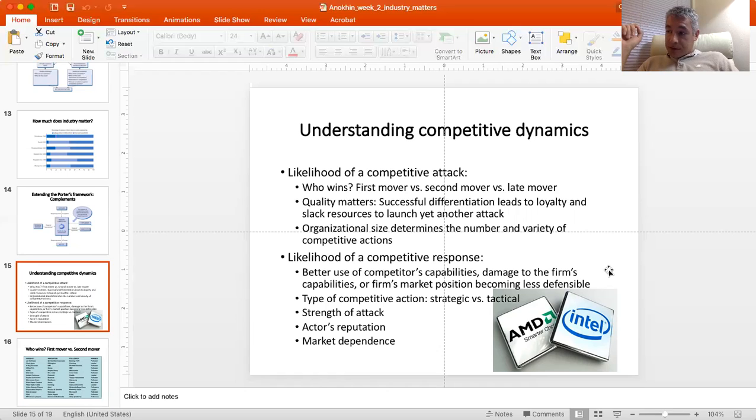The other thing is, if you happen to have competitors who are known for their quality, it means they have probably built a successful differentiation, which means they have loyal customers and they're able to charge premiums. That gives them some extra cash in their pockets, right? Slack resources to launch yet another attack. So an attack from a company like that is very likely to come, right?